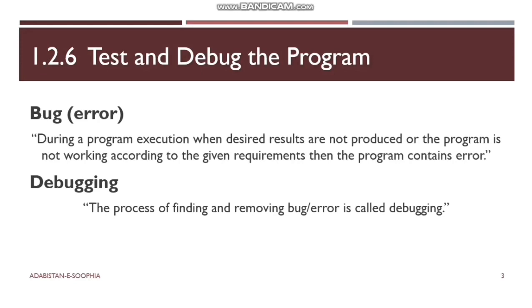For that problem we have a term, debugging. What is debugging? The process of finding and removing a bug or error is called debugging. You cannot write only the process of finding the bug, or only the process of removing. You have to write both of these. Finding and removing a bug or error is called debugging.